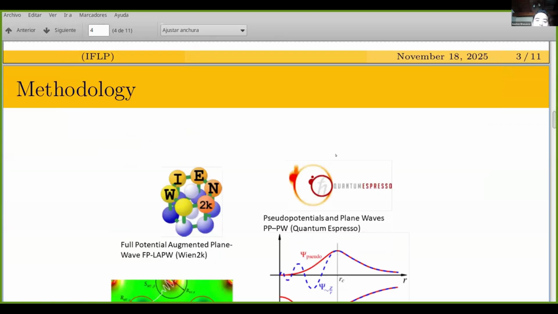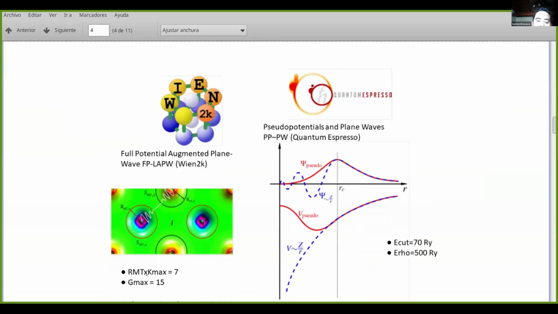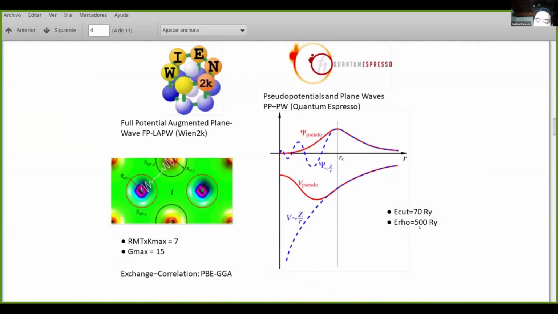Methodology. We use two methodologies. First, the full potential linearized augmented plane wave method with the code Wien2k, with these calculation parameters. And on the other hand, the pseudopotential and plane waves method in the code Quantum ESPRESSO with these parameters for the calculation. In both cases, we use PBE, GGA for exchange and correlation.